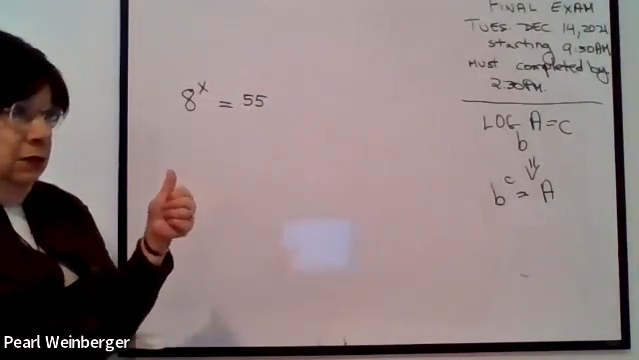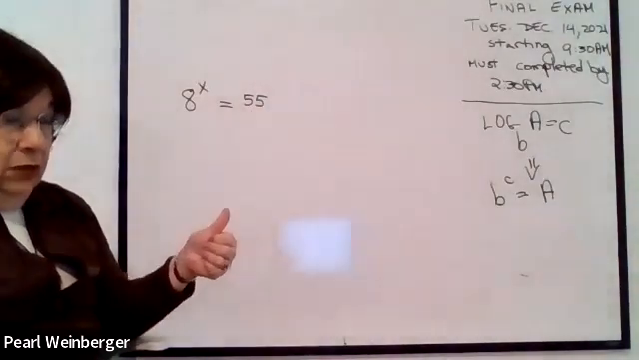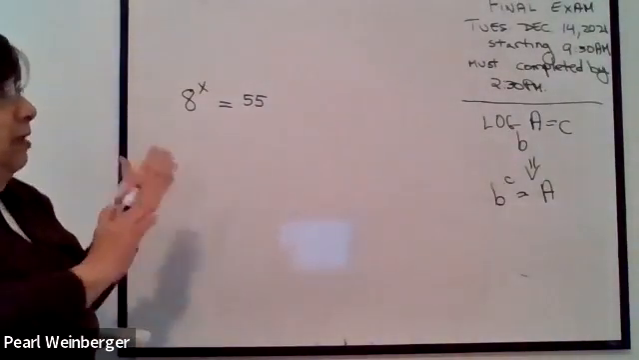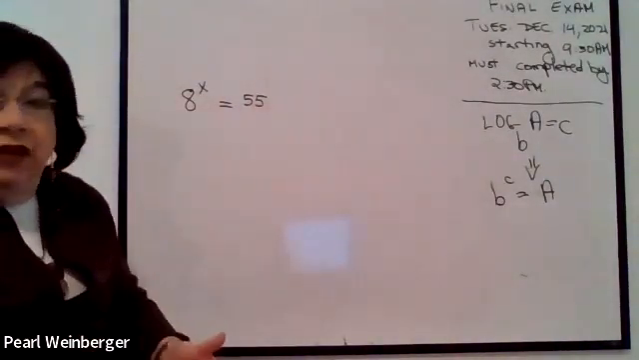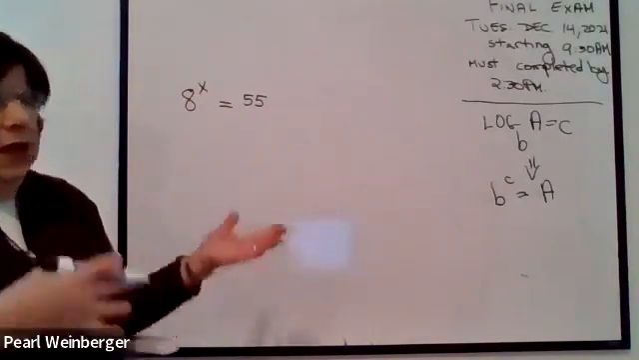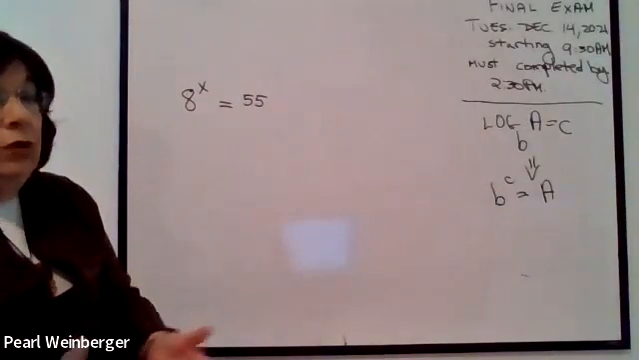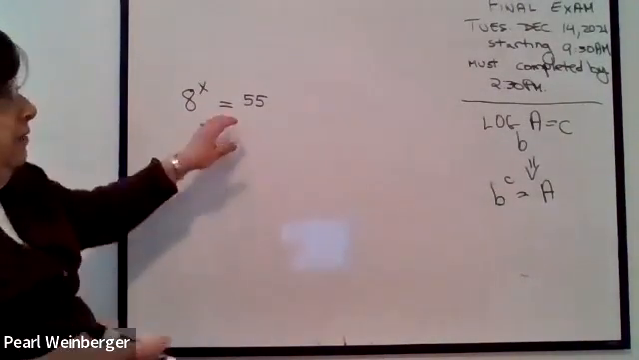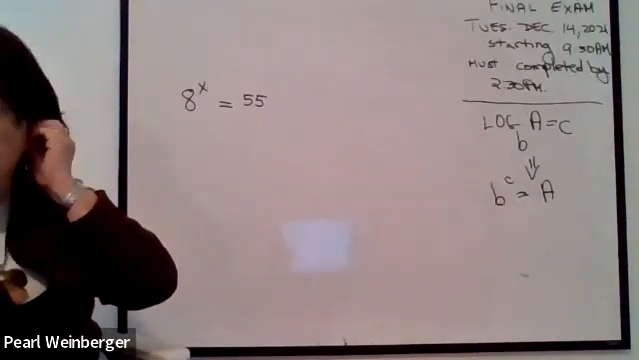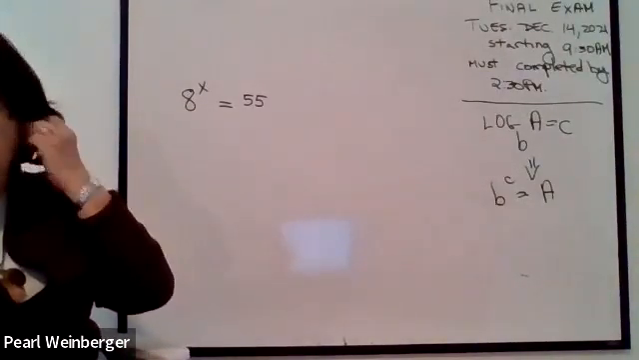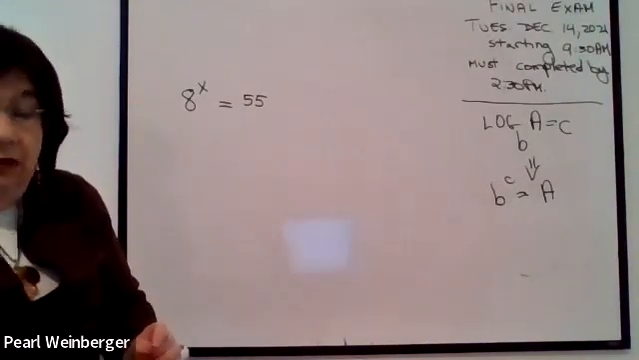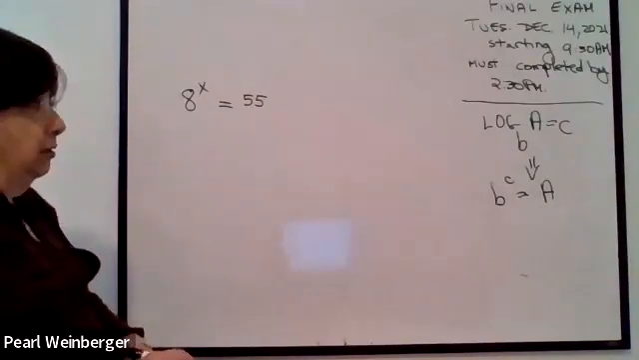8 to the first power is 8, and 8 squared is 64. I passed right over 55. 8 to the 1 was too small, it was just 8. 8 squared was 64, and it was too big. It very often happens that you cannot get both sides to be written in terms of the same base. But there is a way of solving this using our calculators.